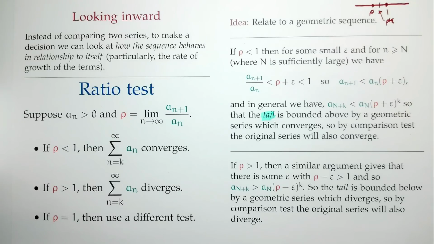Okay. Now, rho greater than 1, same idea. It just says, now on the number line, here is 1, here's rho, and there's a lot of space in between, so I can find a number in there, rho minus a little tiny piece. So, same idea: every time I'm multiplying, at least in the tail, far down, I'm multiplying by something at least as big as rho minus epsilon, which means I'm multiplying by something that is causing things to get bigger and bigger and bigger.